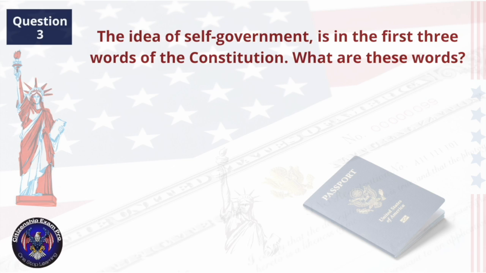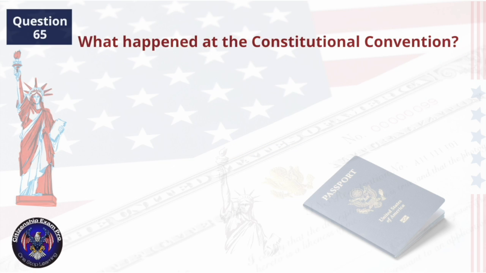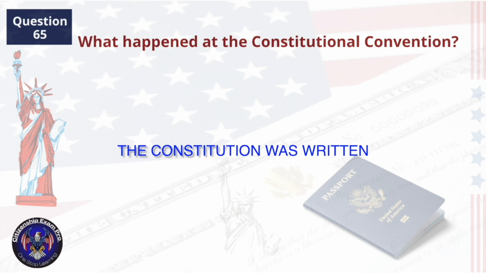The idea of self-government is in the first 3 words of the Constitution. What are these words? We the people. What happened at the Constitutional Convention? The Constitution was written.